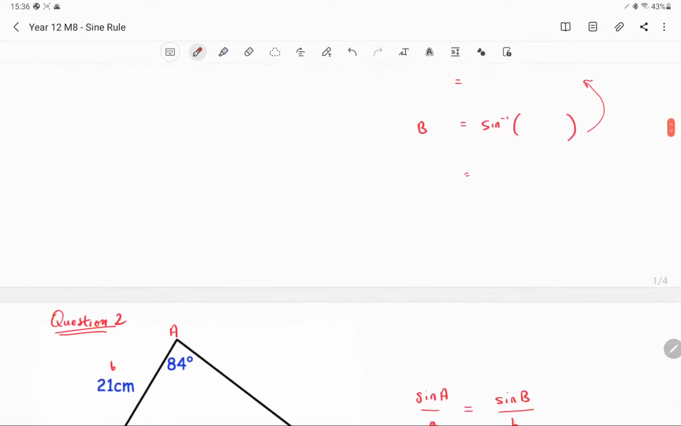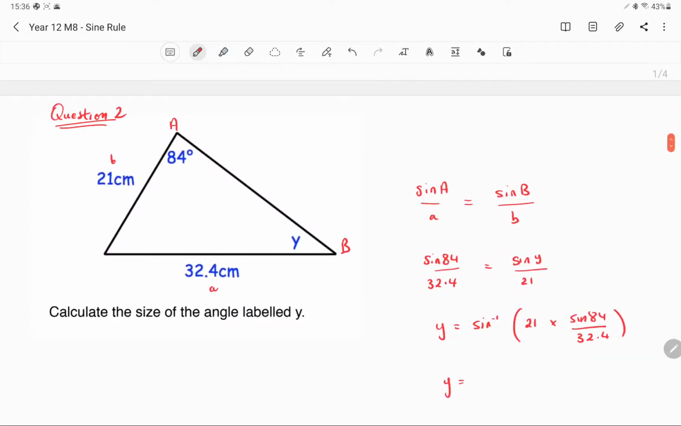So another very similar question then. We're looking for the size of the angle labelled Y. So start by labelling your sides and your angles. There's angle A, and opposite it is side A. Here is the angle B, which we don't know yet, but opposite it we do know side B.